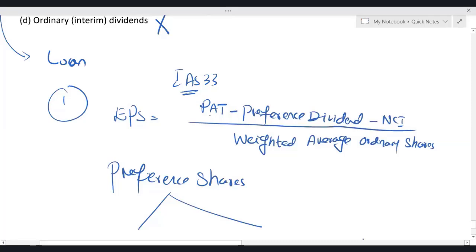How do we calculate earning per share? Profit after tax minus preference dividend minus non-controlling interest. Non-controlling interest will only be deducted when you are calculating EPS for the group. Then divide by weighted average ordinary shares. When we say weighted average, you now know that while calculating it, you have to consider the time factor and adjustment factors. So it is weighted average. It's not a simple average.